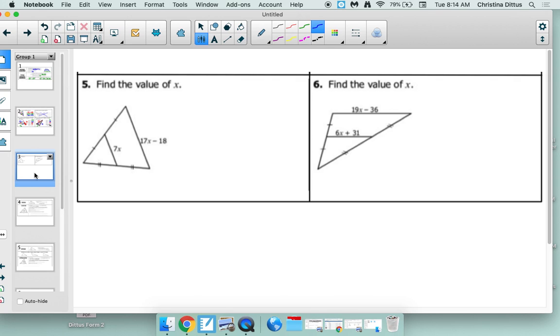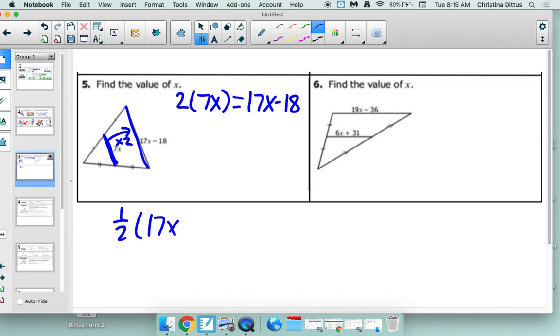So if I look at this 7x, that's my midsegment. I need to double that to get my side. Okay? So I need to take it times 2 to get this side. So I'm going to take 2 times that midsegment, which is 7x, and that has to equal my side, 17x minus 18. The other way to set this up is to take half of that 17x minus 18 and set it equal to 7x. Either way is fine. I just don't like dealing with fractions.